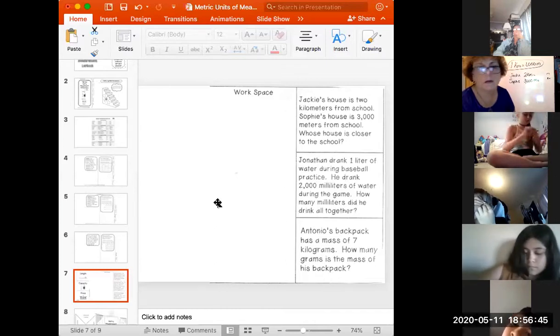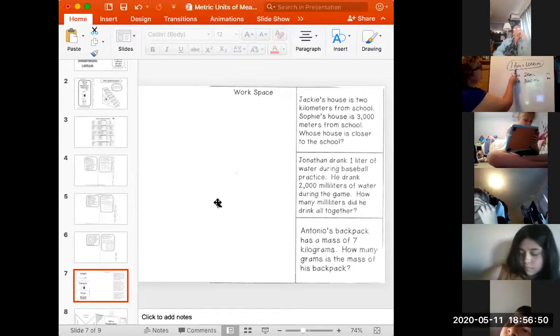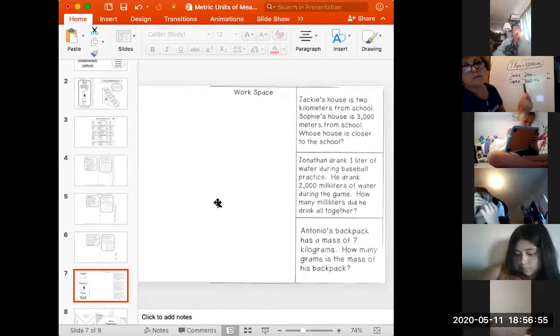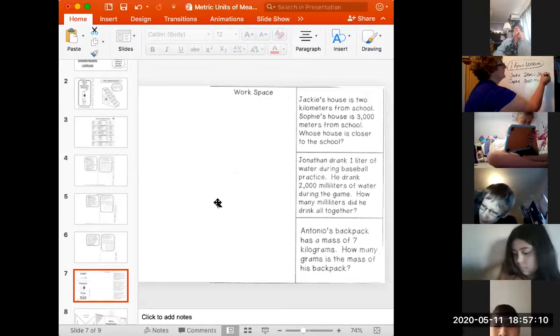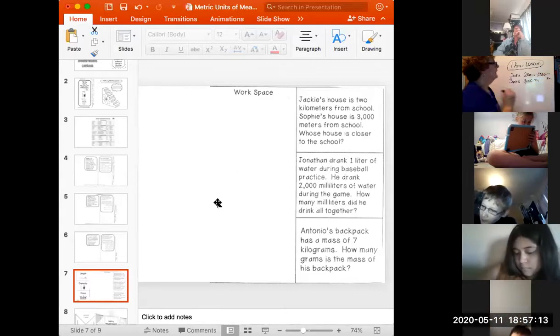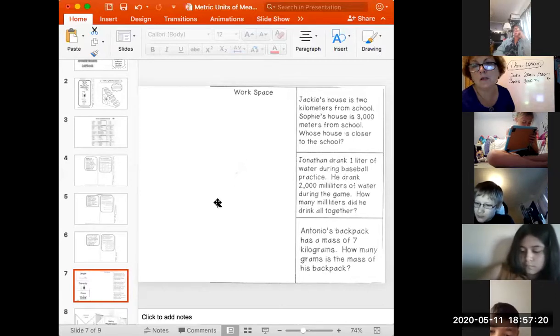All right? If 1 kilometer equals 1,000 meters, what does 2 kilometers equal? Lyric, do you know? 2,000 meters. Is that right? Yes. All right. So 3,000 meters is going to equal how many kilometers?